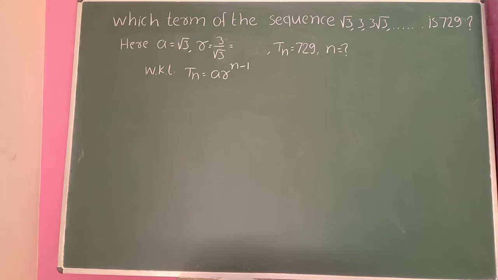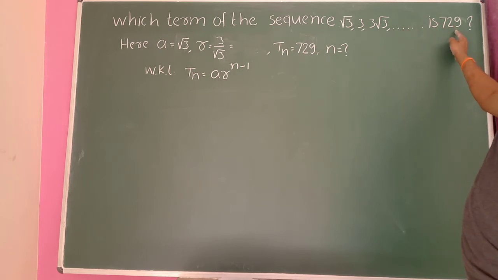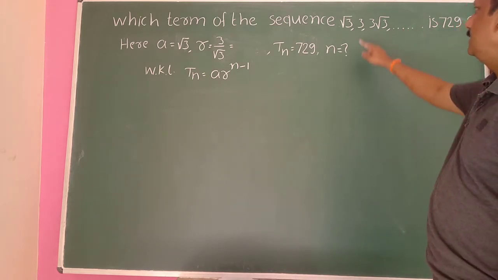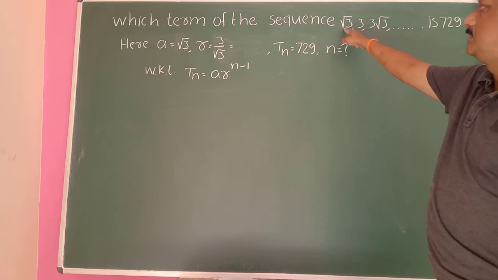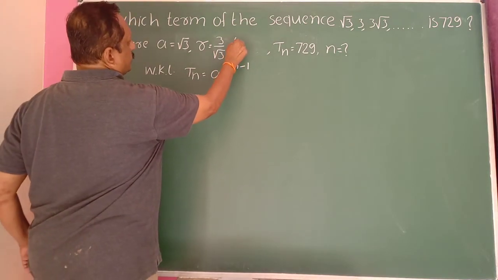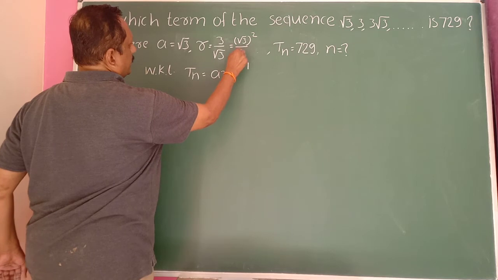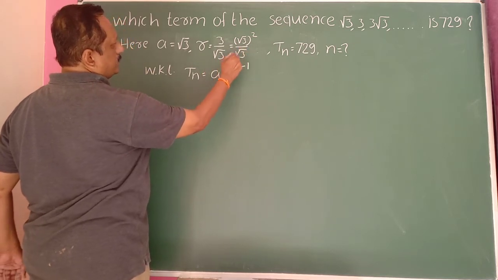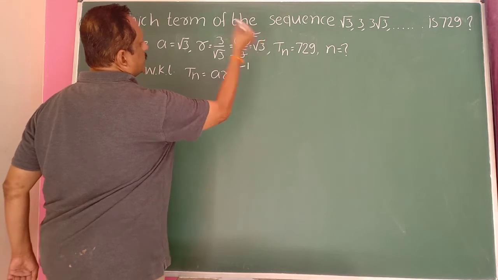Again, which term of the sequence root 3, 3 root 3, ... is 729? Just take the previous example. First term is root 3. Common ratio is the second term divided by the first term. This 3 can be written as root 3 squared, so root 3 squared divided by root 3. One root 3 cancels, and the remaining is root 3.